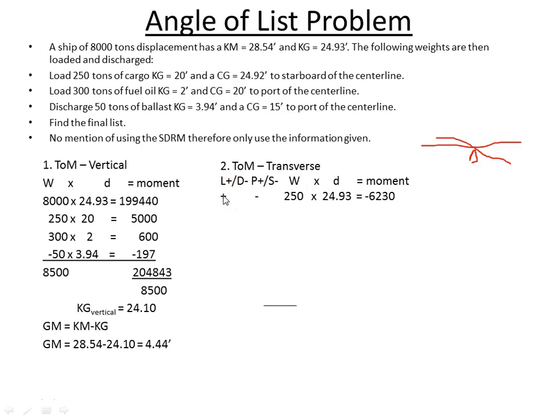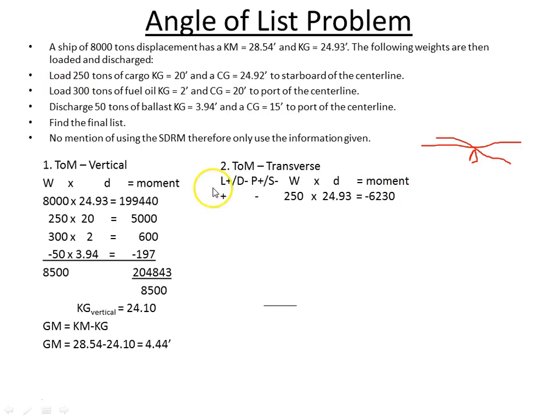It was loaded, so it's a plus, but it was loaded on the starboard side, so it's a minus. So a plus times a minus gives us a minus. So it's a minus 6,230. In fact, it's a moment of 6,230 foot-tons on the starboard side. Starboard is going to be considered minus. So now what's the next thing?